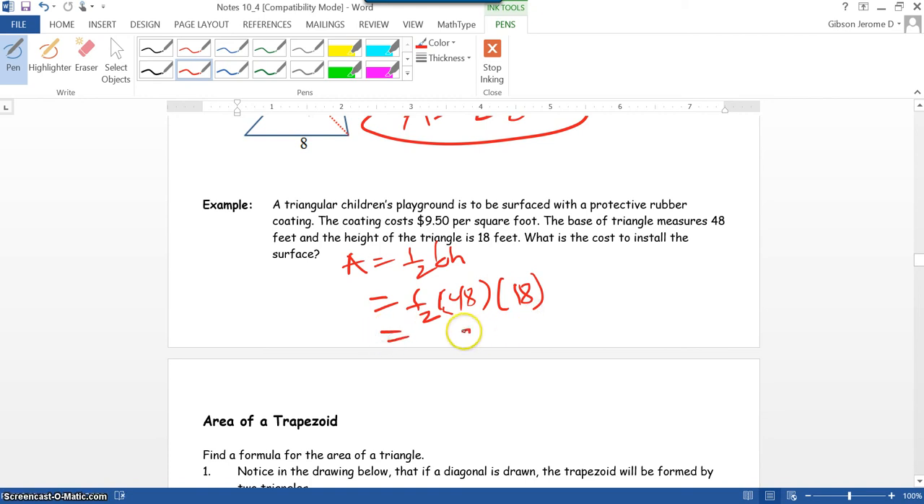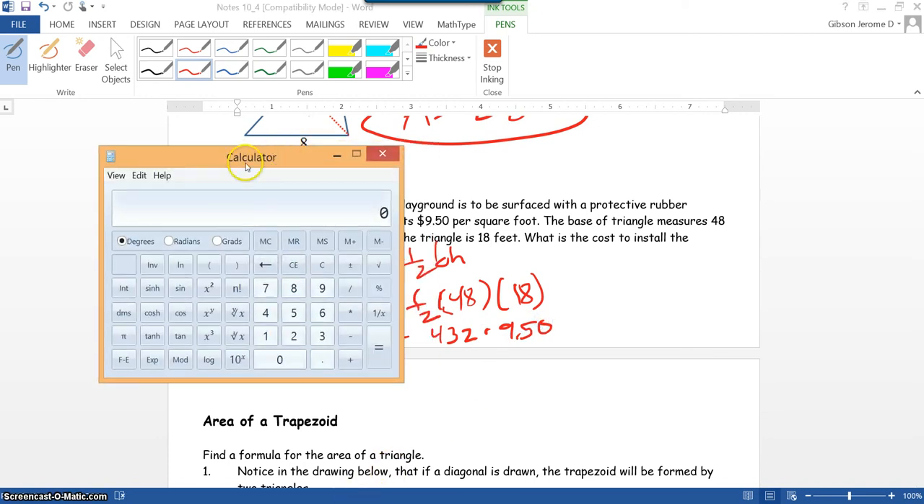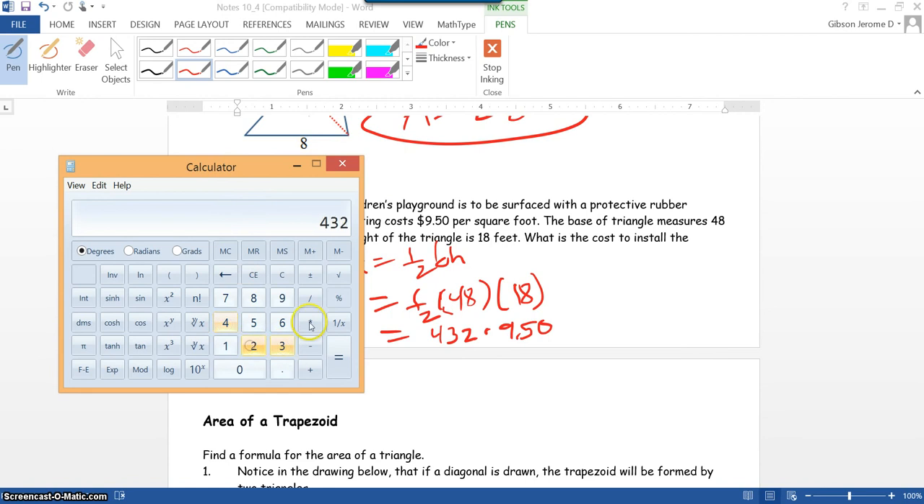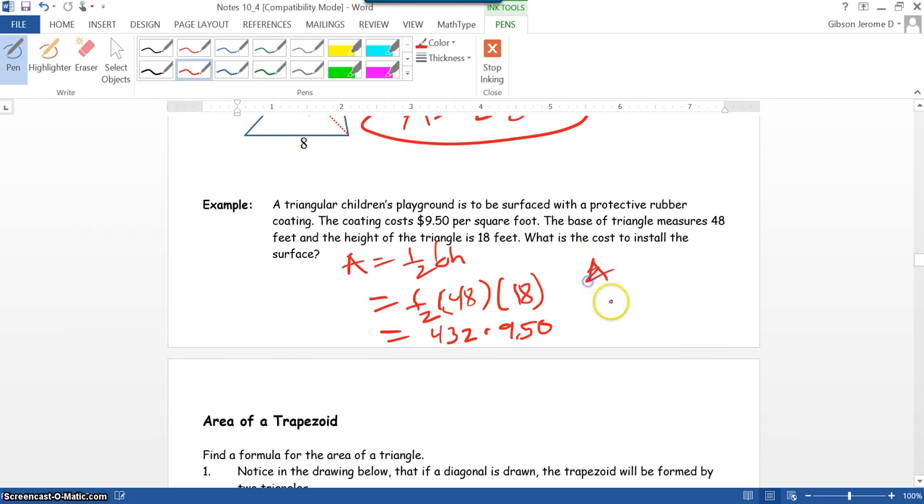Now when we multiply this, let me see, we get 432. So the next thing we would need to do is to take this value and multiply by $9.50. So we would take our calculator, and we would take 432 times 9.5 or 9.50, and that would give us 4,104. So our answer is 4,104. That would be our final answer.